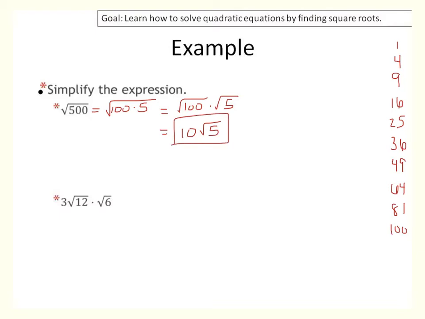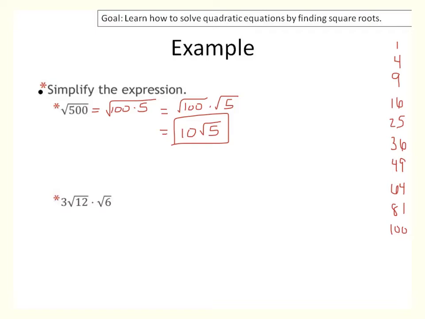By the way, if you put them in your calculator, both the square root of 500 and 10 square root of 5 will give you the same decimal. And notice I did put the one that I could take the square root of first. I think that's easier because that's going to be the number out front.